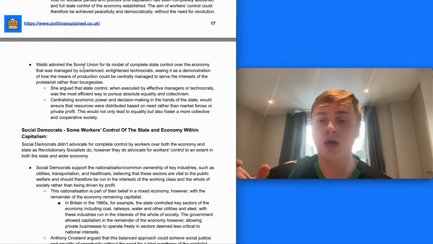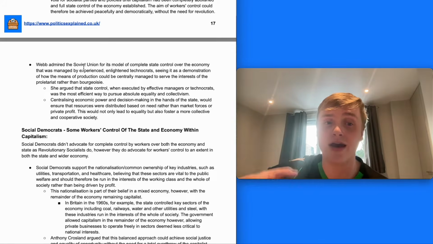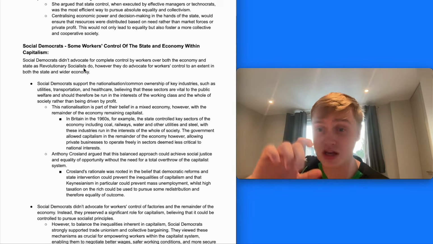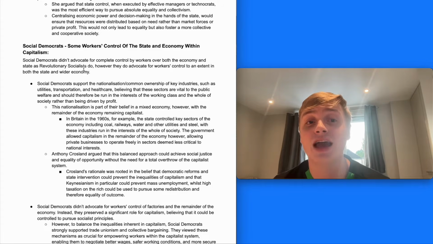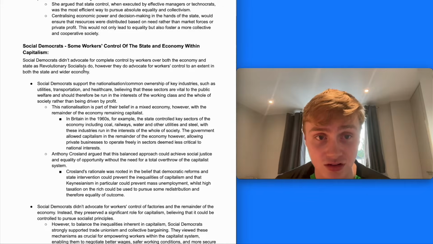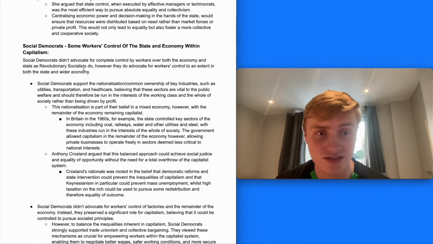But her key view that you want to bring into the essays is the inevitability of gradualness and the idea of evolutionary socialism. So social democrats agree with this kind of evolutionary socialism, but in terms of the extent of workers' control of the state, they don't advocate for complete workers' control of the economy and the state as revolutionary socialists do. Instead, they advocate for workers' control to an extent.